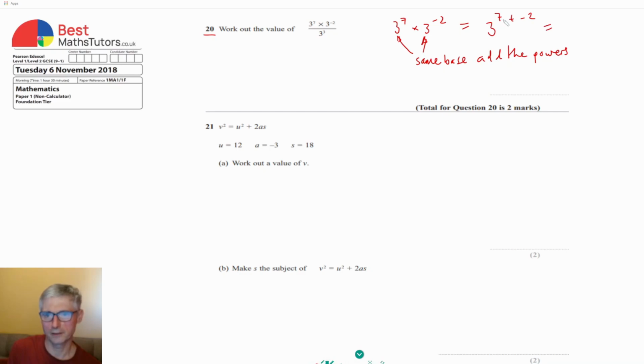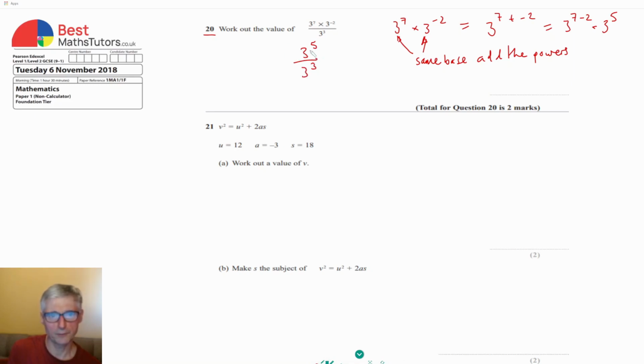If we have a plus and a minus next to each other, then it becomes minus, and we end up with 7 minus the 2. So that gives us 3 to the power 5. That means the top line of this becomes 3 to the power 5. So we end up with 3 to the power 5 over 3 to the power 3.